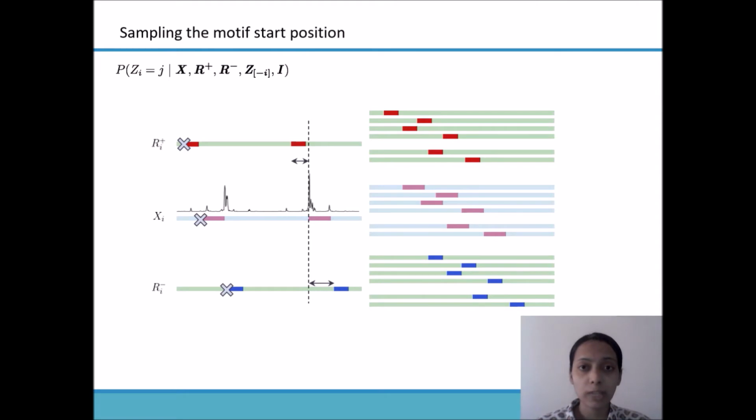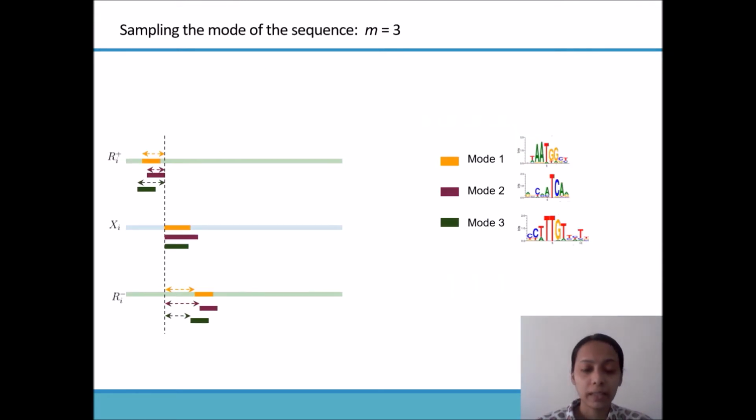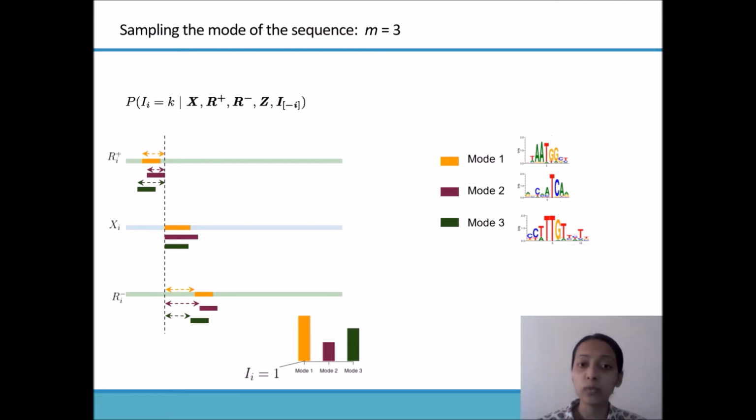Once we know the motif start position, we can easily determine the position of the positive and the negative strand read windows. Keeping the motif start position fixed, we now sample the mode for the data point. Let us consider we have three modes. For each mode, we calculate a score from the three components in ri plus, ri minus and xi. Note that for each mode, the value for the offset tau can be different for both the read footprints. From this vector, we sample the mode of the data point. Let it be i equal to 1 here.